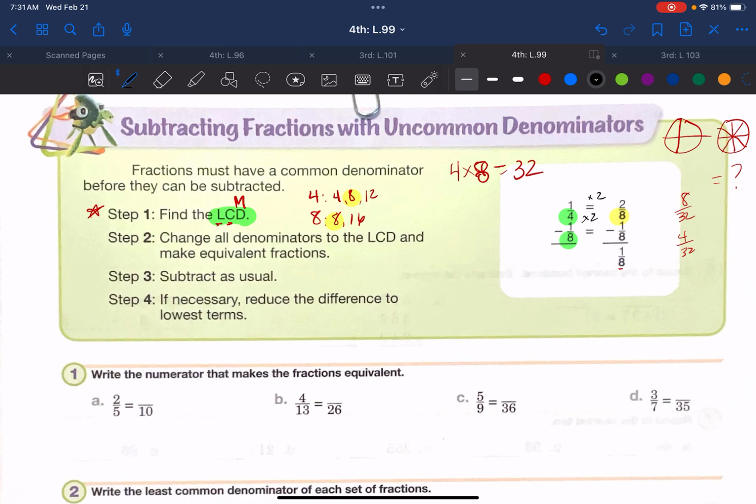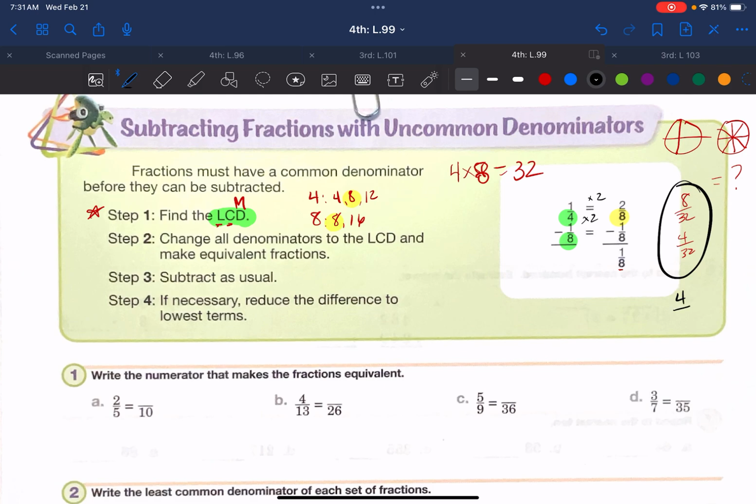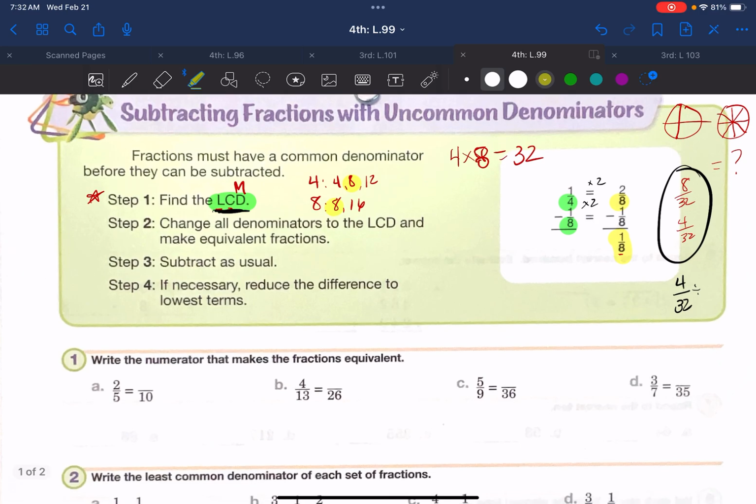That's way, way, way better than having 8 thirty-seconds take away 4 thirty-seconds. If I do that, 8 take away 4 is 4, so I'm left with 4 thirty-seconds. Well, guess what? I have to reduce that. I have to divide that to get a smaller number. Whereas if I found the least common denominator to start with, 1/8 cannot be reduced. That's already as small as it can be. So that is why we find the least common denominator. We want the smallest denominator that's possible. But if we're reducing, we want the greatest common factor.